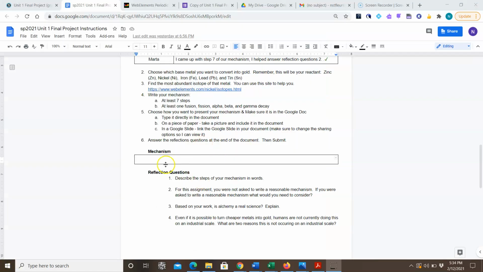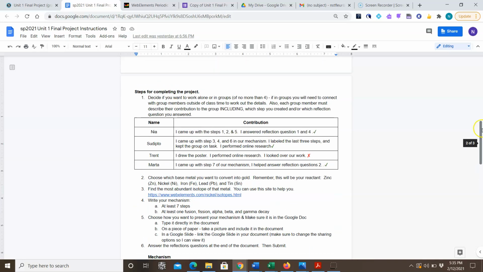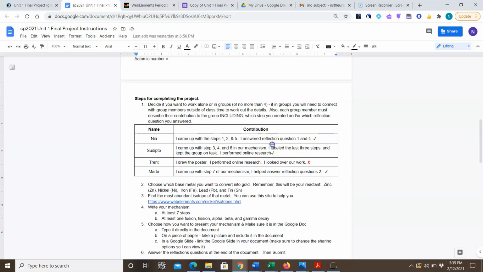Okay, so now that you see what the mechanism looks like, you can present it as a poster like we saw in the previous example, or just type it up in your document. After that, you have some reflection questions to answer, and then you would just submit it. Now, one thing that I kind of skipped was this first step: if you are doing this with a group, you cannot have more than 4, and you must be able to explain what each person did in the group, because remember, I'm trying to gauge your understanding.